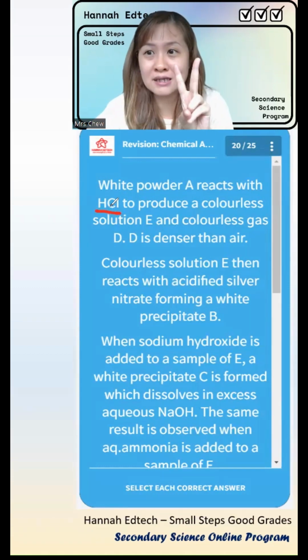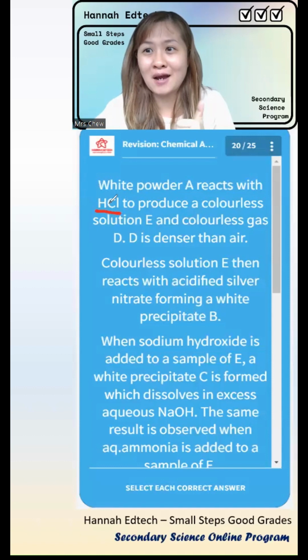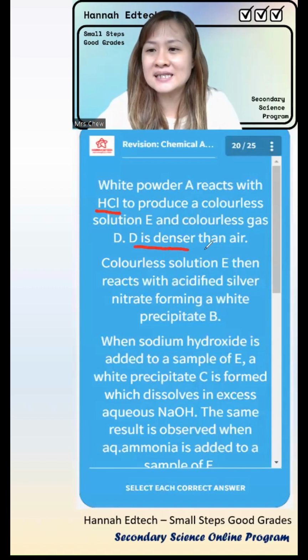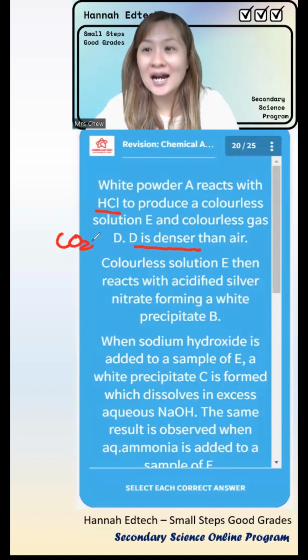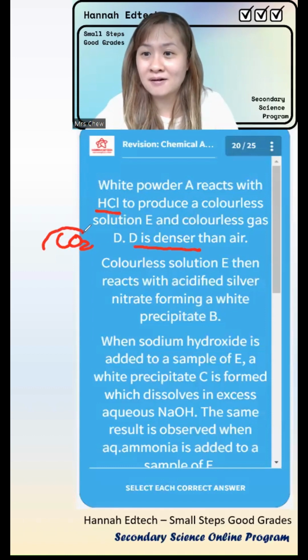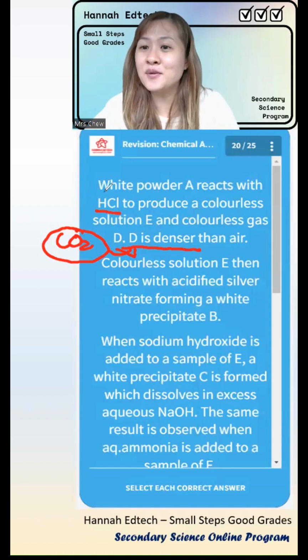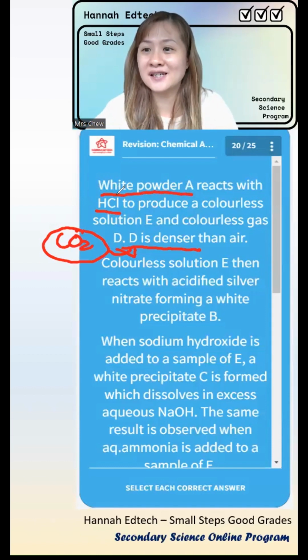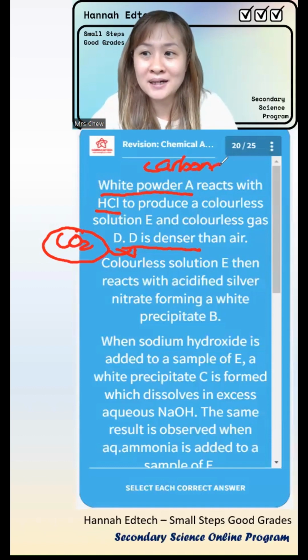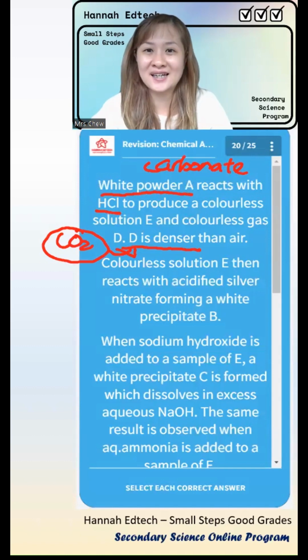There are mainly two acid reactions that produce a gas. Acid reacts with carbonate to produce carbon dioxide, and acid reacts with metal to produce hydrogen. So when D is denser than air, it is carbon dioxide, as hydrogen is less dense than air. So if you know that this is carbon dioxide, we have one unknown out. And you will also have valuable information here. So this white powder A must be a carbonate because only carbonate reacts with acid to produce carbon dioxide.